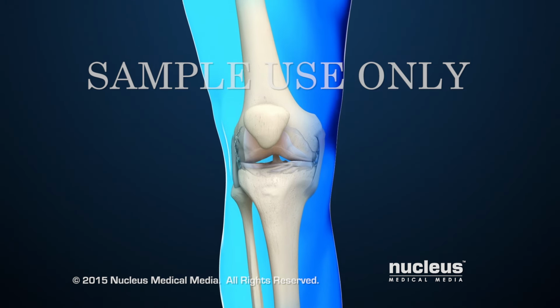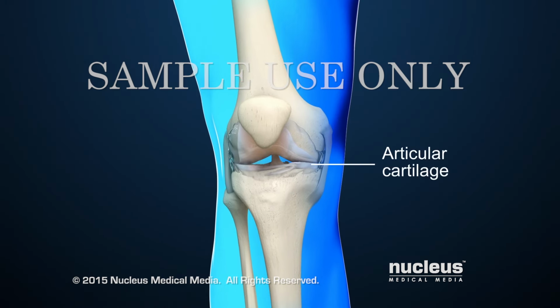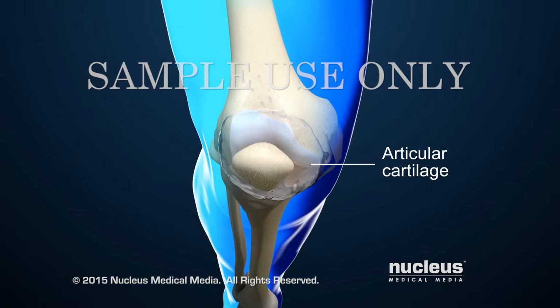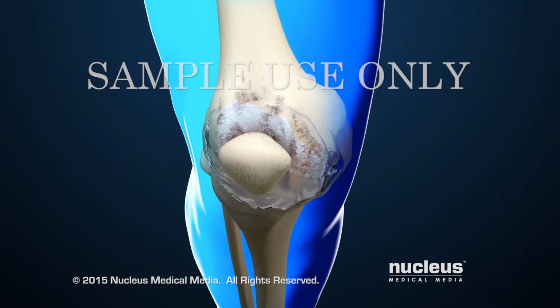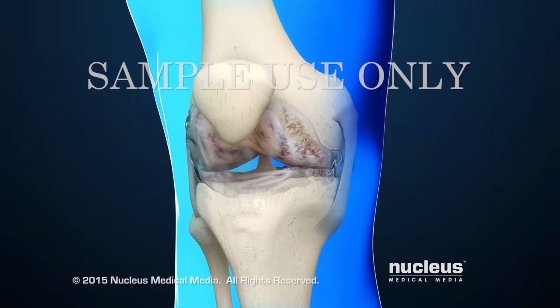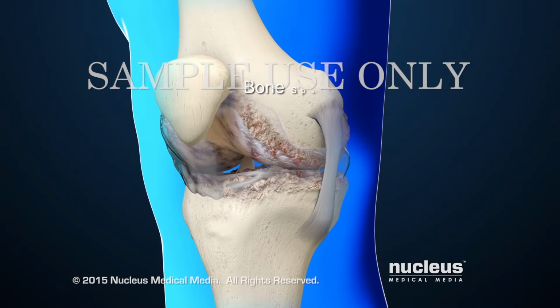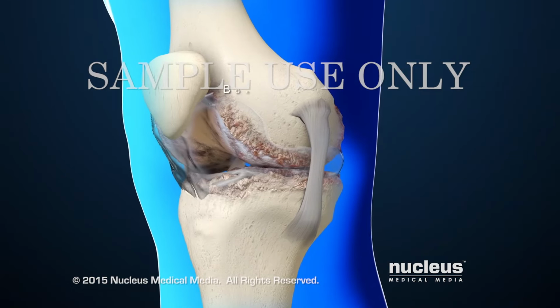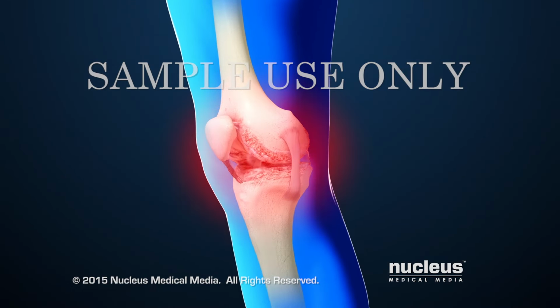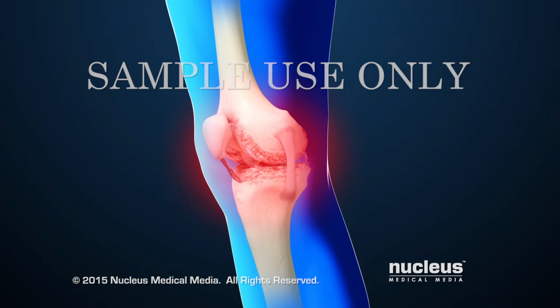Over many years, these factors can wear away the articular cartilage. The exposed bony surfaces rub together. This, along with the growth of bony projections, called bone spurs, causes swelling, pain, and limited movement of the joints.